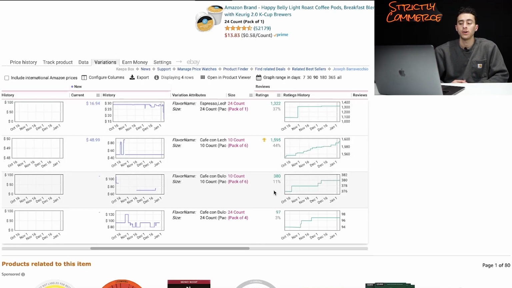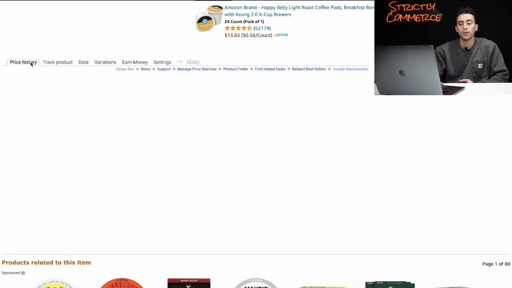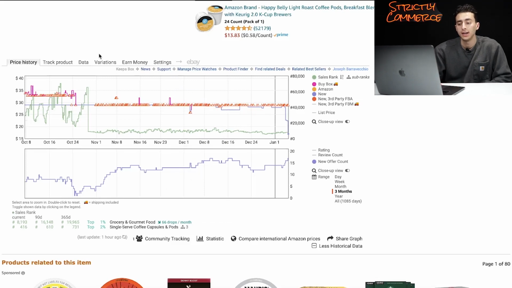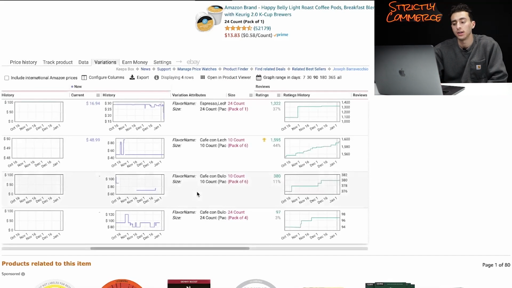What Keepa is showing us here is that the more ratings, in theory, that variation sells more than the other ones. The Keepa chart that we look at originally is for the specific variation that we're viewing, but for those of you that want to know which variation sells the most compared to each other, that's where you can utilize the variations tab on Keepa.